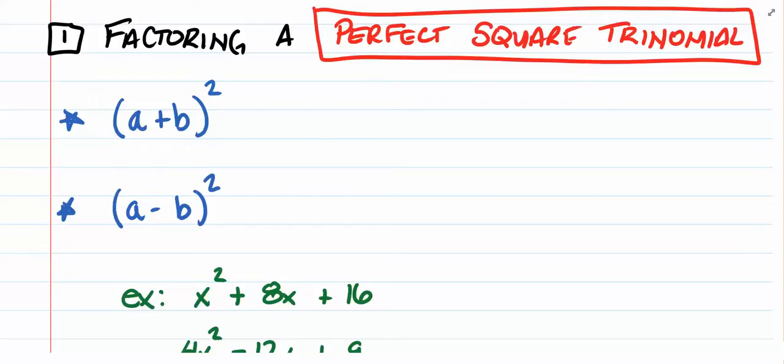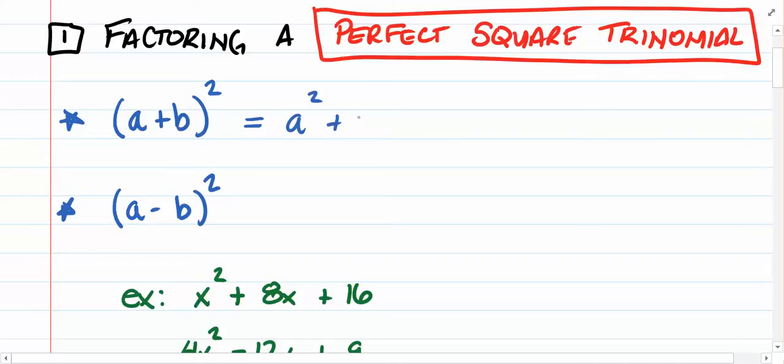Now, this is a phrase or words that we want to get really familiar with. So what is a perfect square trinomial? Well, in class we've been studying these two particular squares of binomials. You'll recall, this should be review, that a plus b squared is equal to a squared plus 2ab plus b squared.